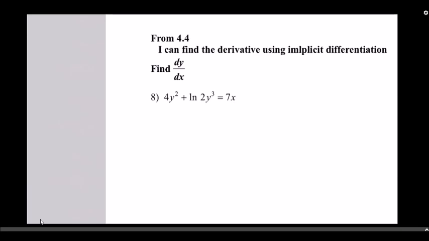So we're going to take the derivative of each term individually. So starting with this first term here, the derivative of 4y squared is 8y, but that's just taking the derivative of the outer function here with the squared. So now we need to take the derivative of the inner function y, which is dy dx.